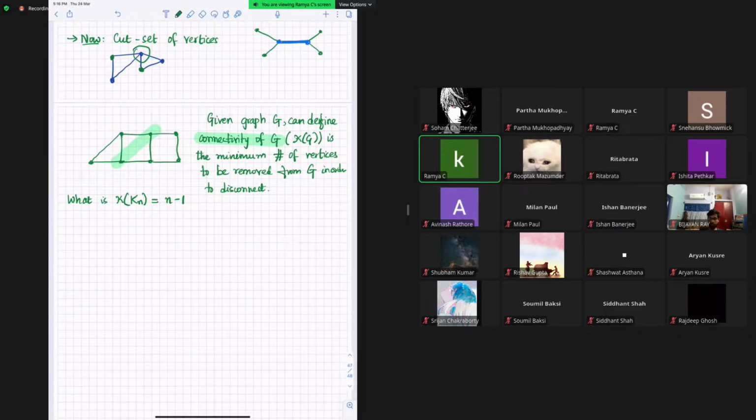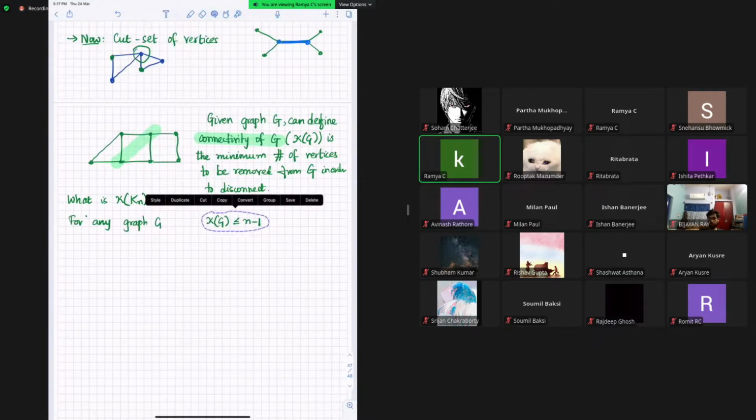So how large can the connectivity be? So generally for any graph G, it has to be at most n minus 1. Right? So either you remove everything and you are left with just one vertex, or you can do better. It's at least 0. This is an inequality we have about the connectivity. This is probably the first inequality. Right? We will try to refine this.